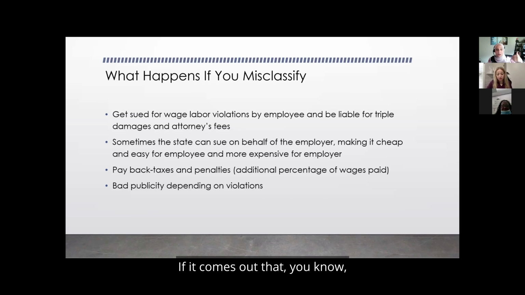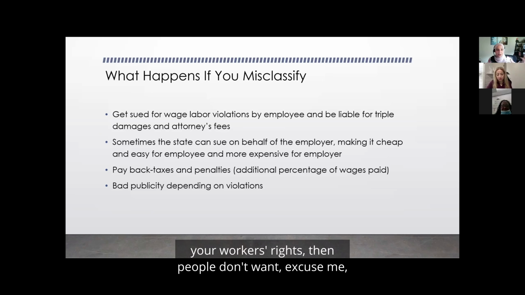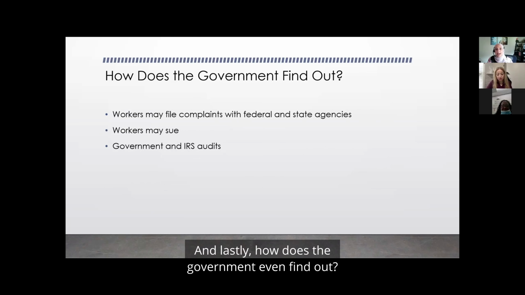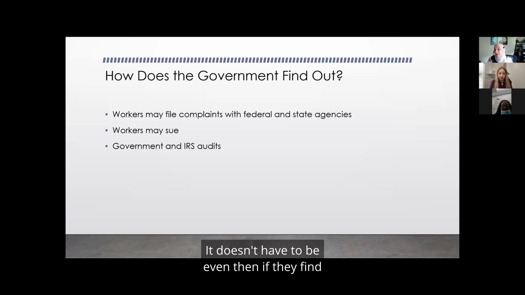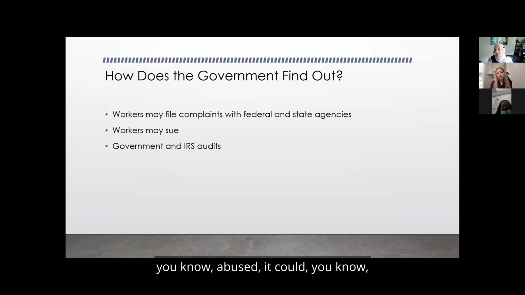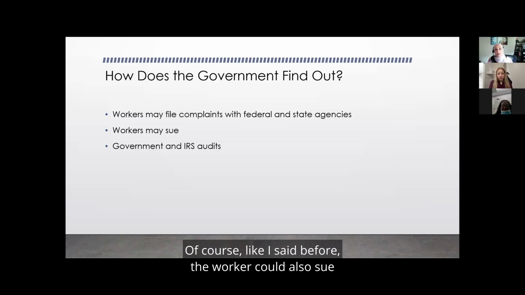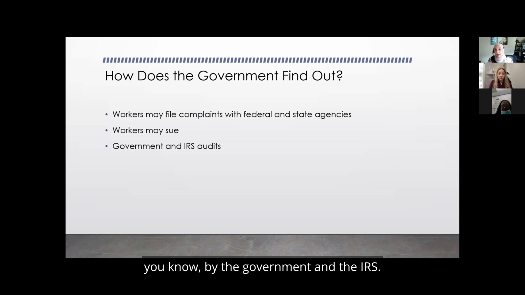If you're a business and people are getting word that you are violating your workers' rights, then people will not want to work for you. It's that simple. And lastly, how does the government even find out? Like I said before, the worker can file a complaint with the federal and state agencies. It doesn't have to be even them. If they find that their coworkers are being abused, they can file those complaints. Of course, like I said before, the worker could also sue. And of course, there are actual audits that take place, by the government and the IRS.